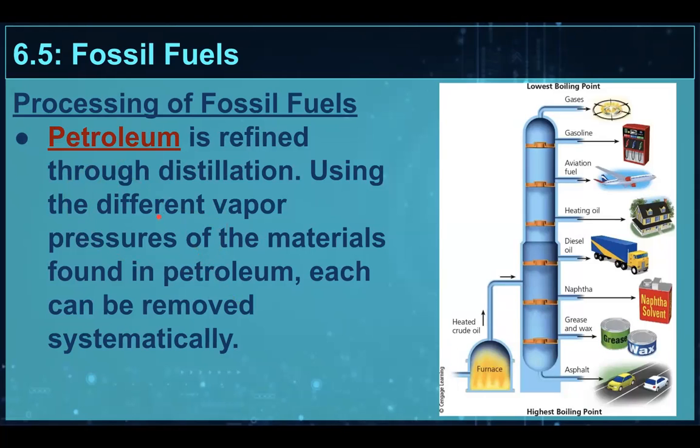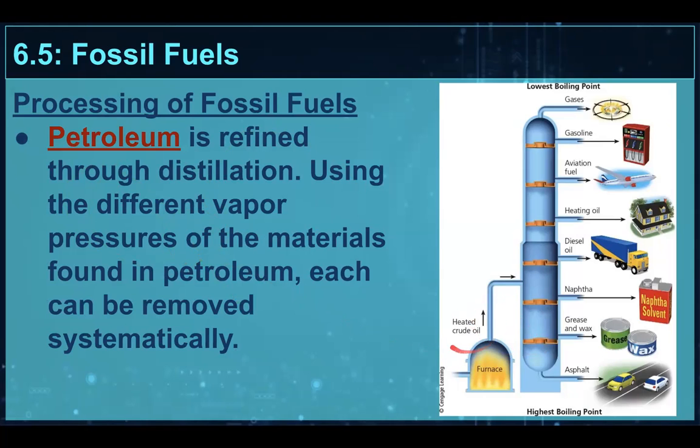Petroleum. So for these other things, they have their own type of processing for petroleum. We're basically going to heat it up. We're not going to burn it, but we're going to heat it up and do what is called distillation. So this is bringing things from the liquid state into the gas state. So the most volatile things are going to reach the gas state first.